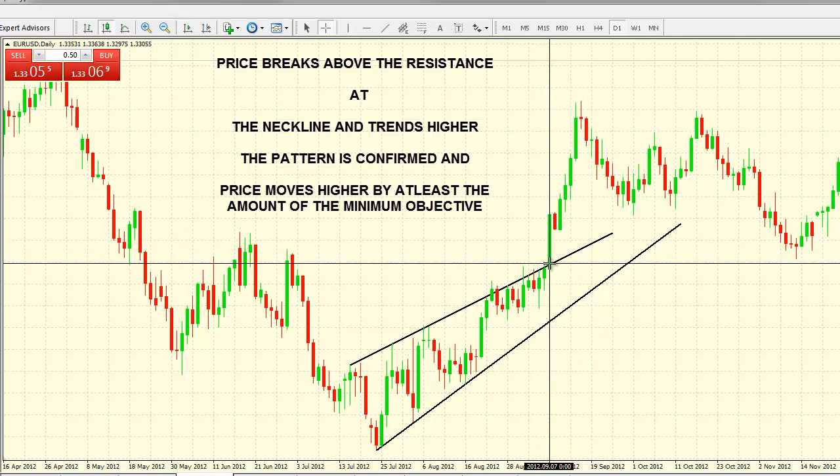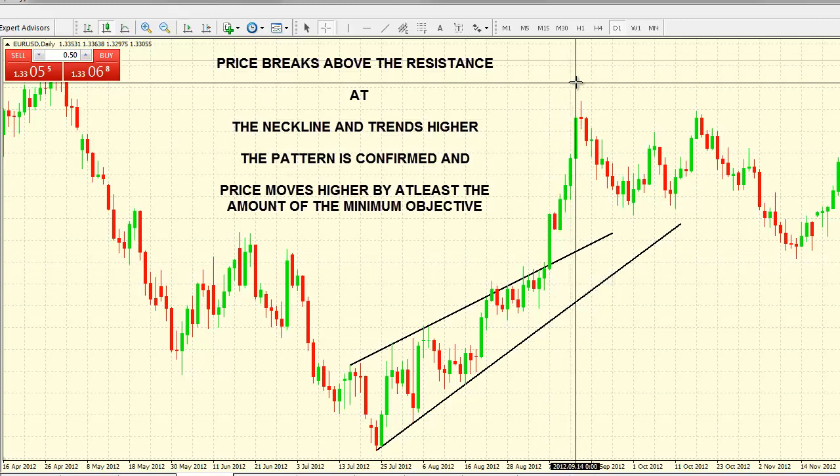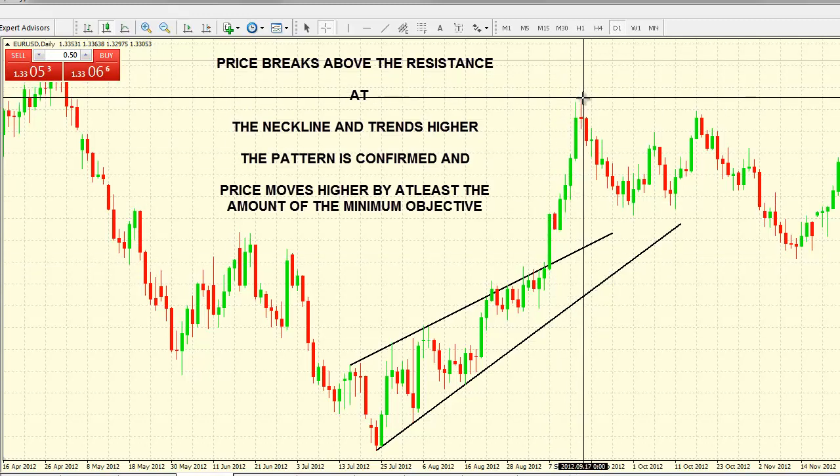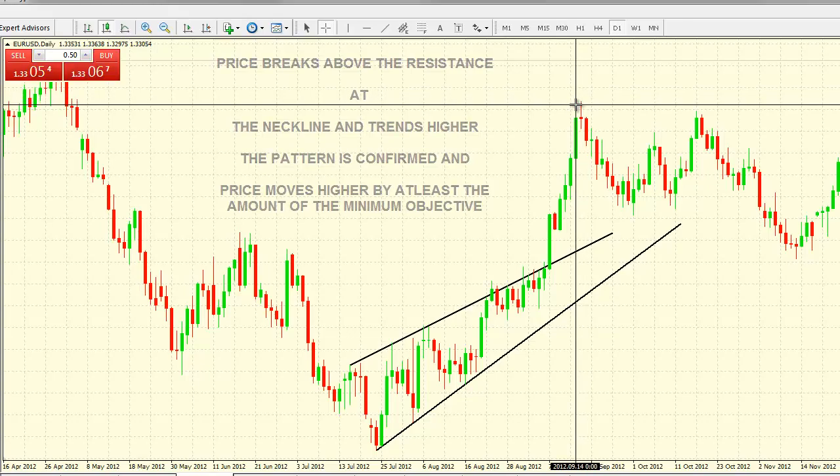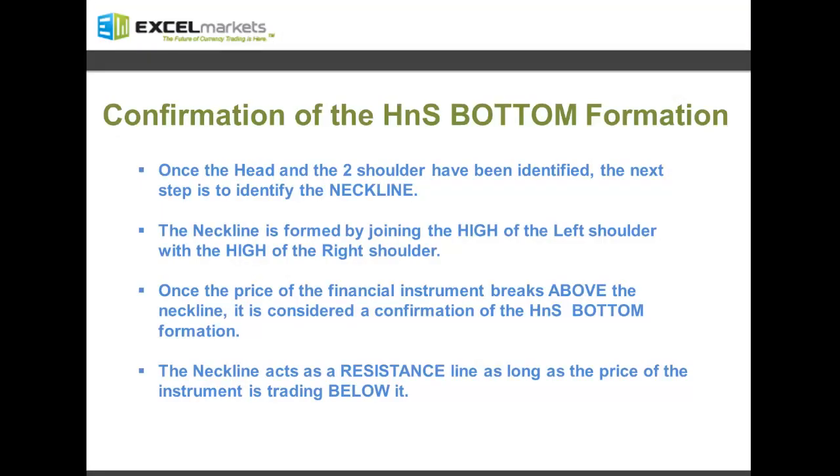The price rose from the level of 1.26396 to a high of 1.31750.